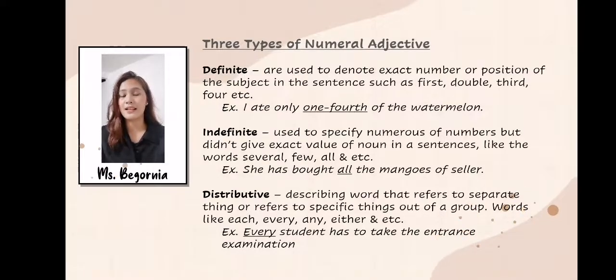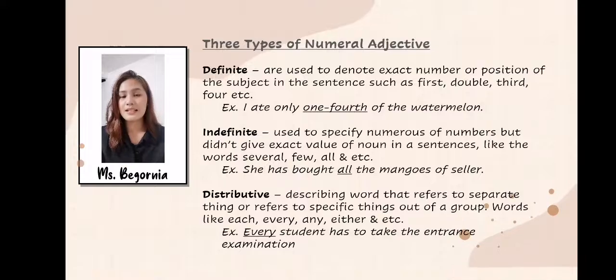The next one is the indefinite. It contrasts with the definite because it is only used to specify numerals but doesn't give an exact value. The definite gives an exact value, while the indefinite doesn't give an exact value of the noun. Our example is, she has bought all the mangoes of the seller. It didn't clearly state how many mangoes she bought. That's why it is indefinite. She used the word all.